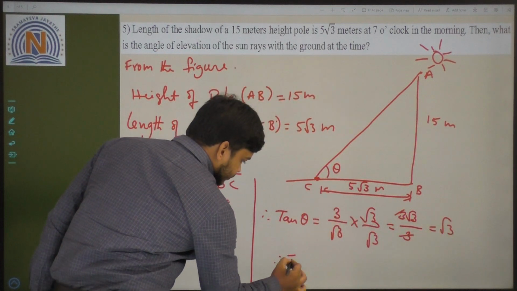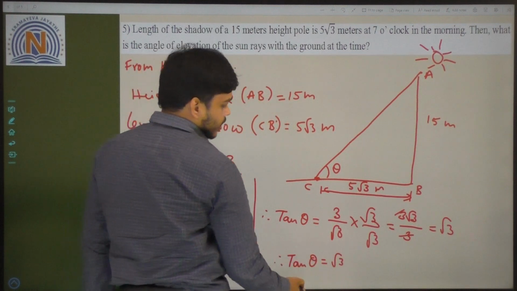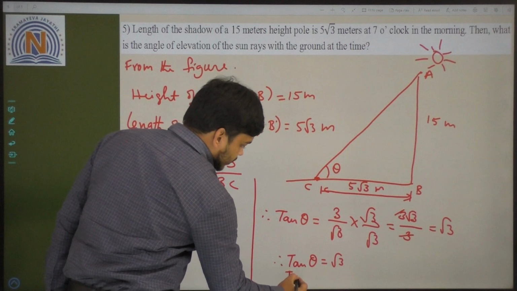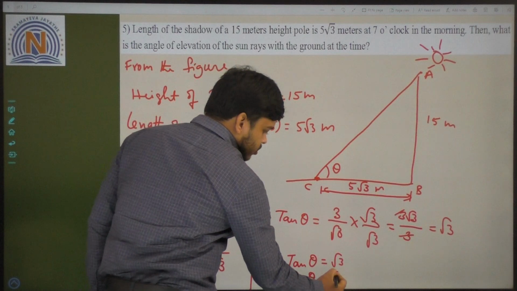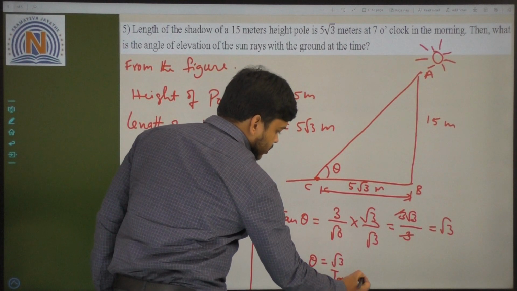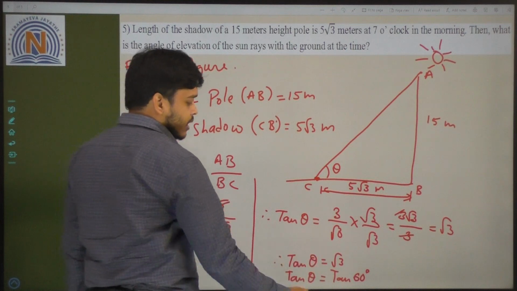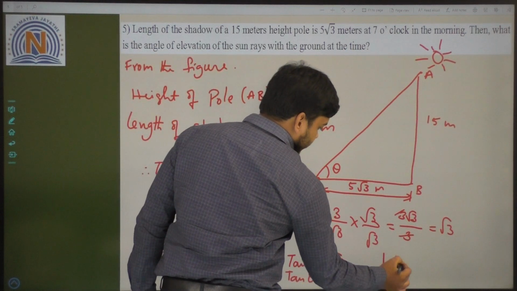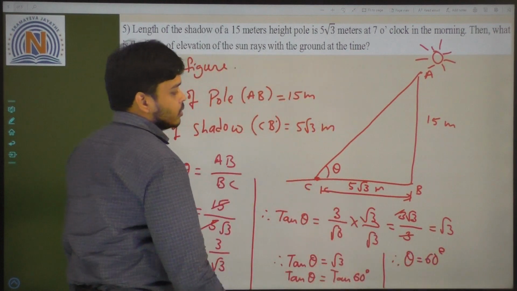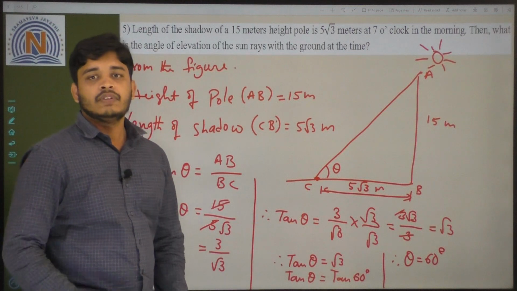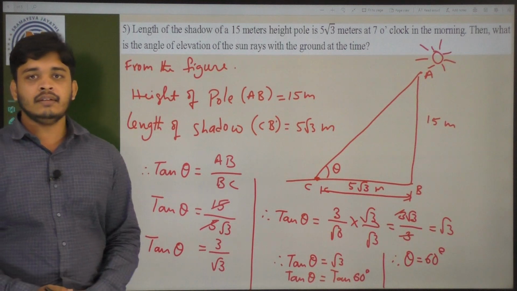So we have tan theta equals root 3, and we know that tan 60 degrees equals root 3. Comparing these two, tan on both sides, so theta equals 60 degrees. So the angle of elevation of the sun ray is 60 degrees. I hope you all understand. Thank you.